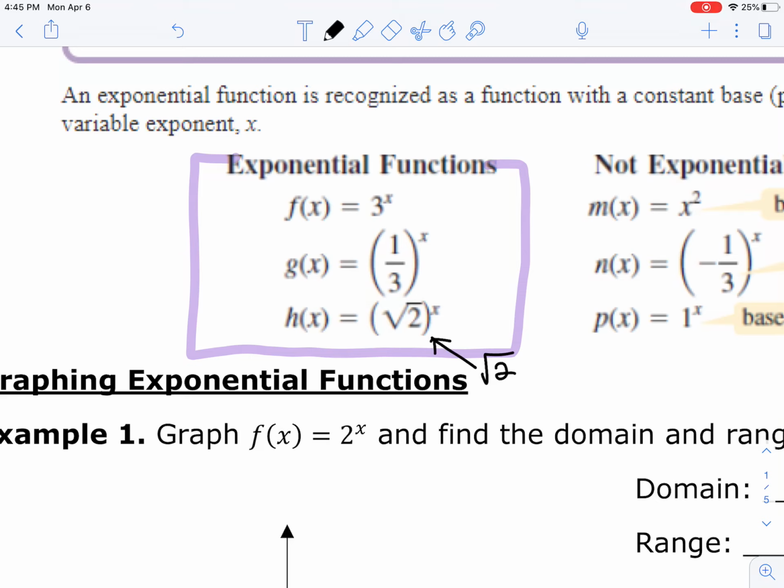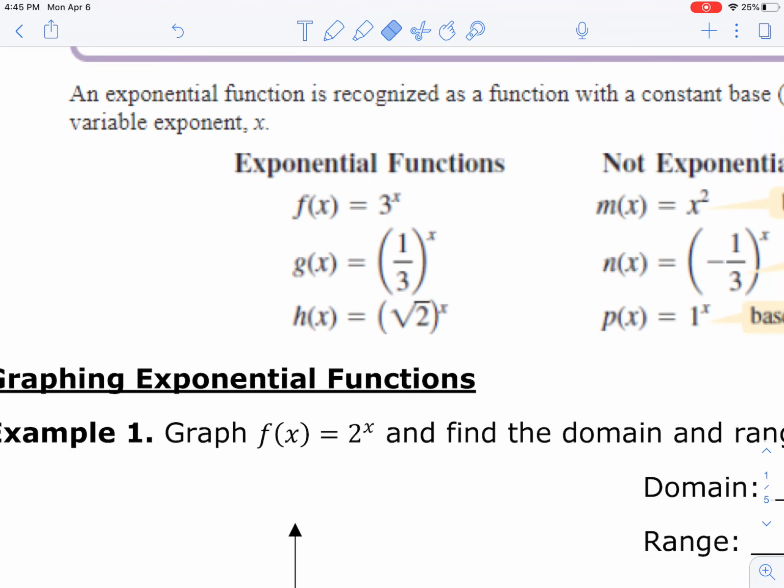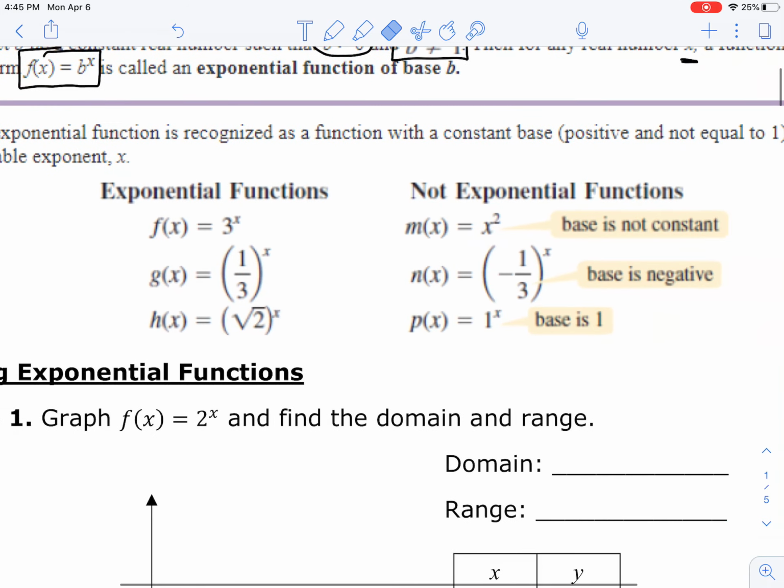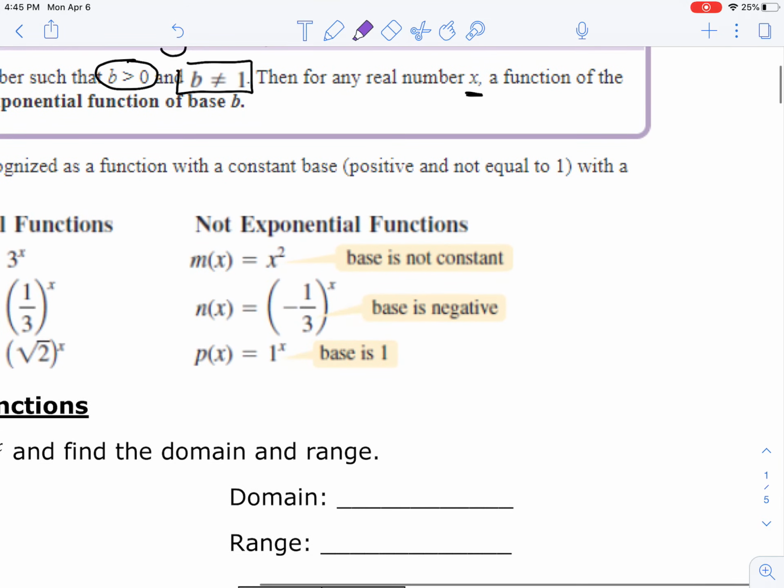All right, what about this one? What's the base? The base is square root of 2. Are we allowed to have that? Yes, that's okay. We're just going to raise square root of 2 to the x power. And these three are just great examples of exponential functions. But let's look at these three that are not exponential functions.